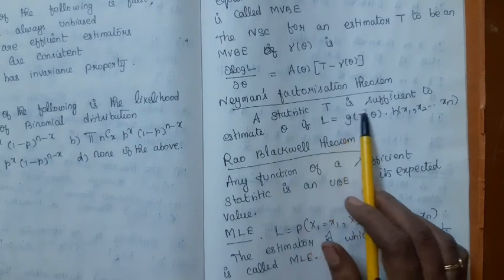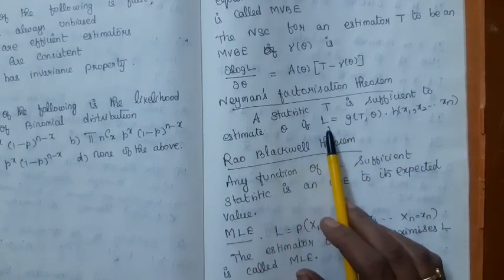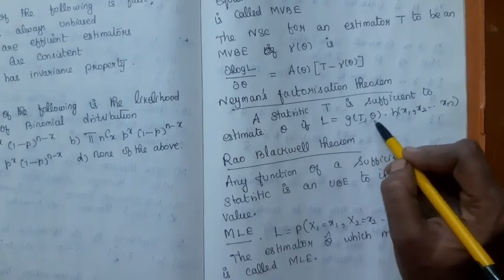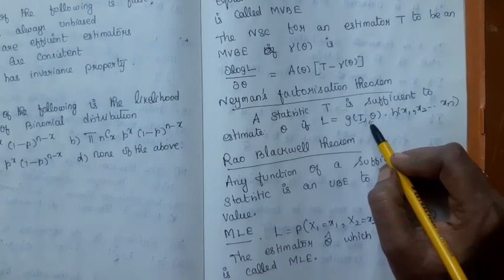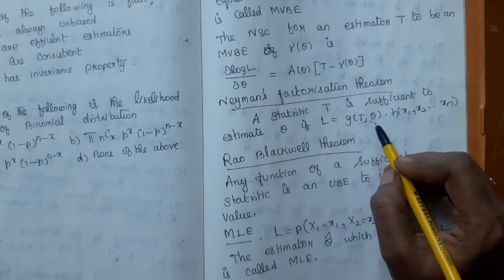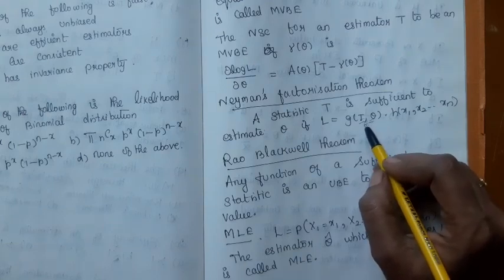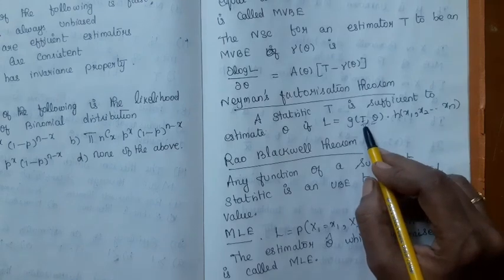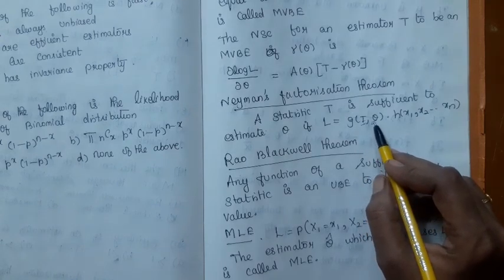A statistic T is sufficient to estimate theta. This is Neyman's factorization theorem. If T contains all information about theta, you can divide this function into a function of T and a function of theta. If that is the case, you can say T is a sufficient statistic for theta.